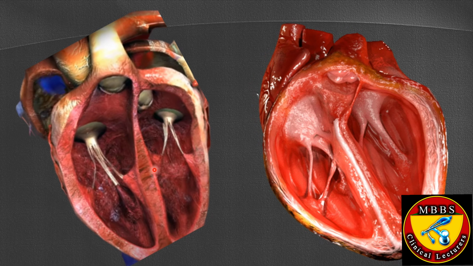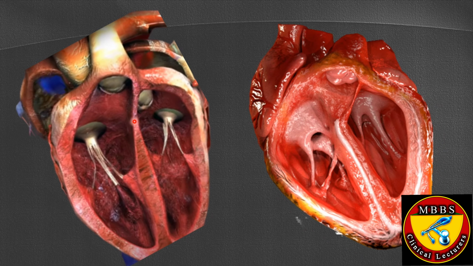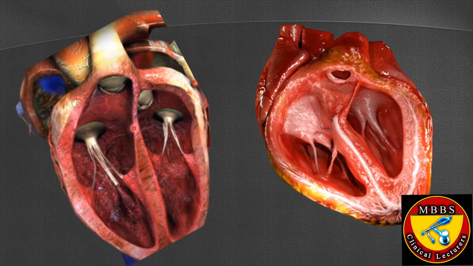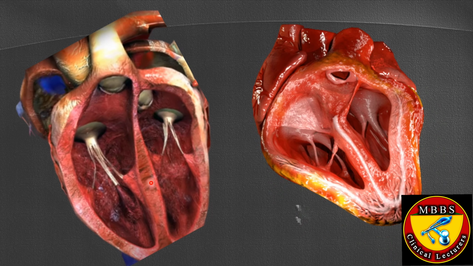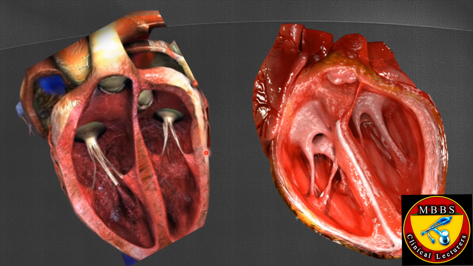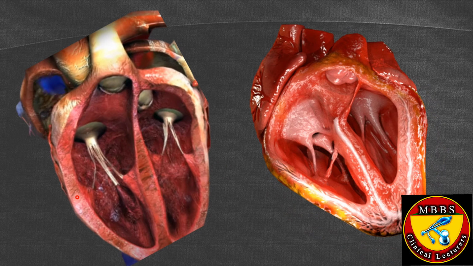The left ventricle is more cylindrical. The interventricular septum is more dilated, or you can say convex towards the right side. And the wall of the left side is 3 times thicker than the right side.